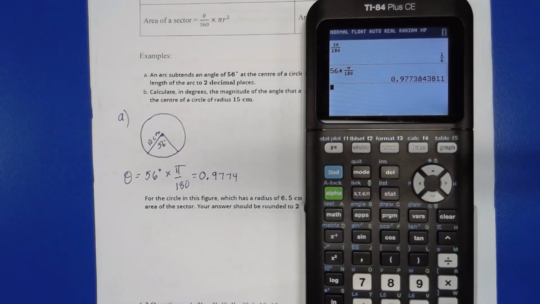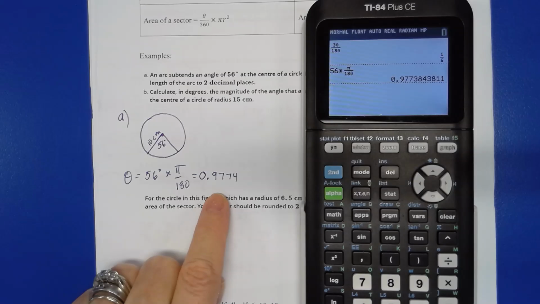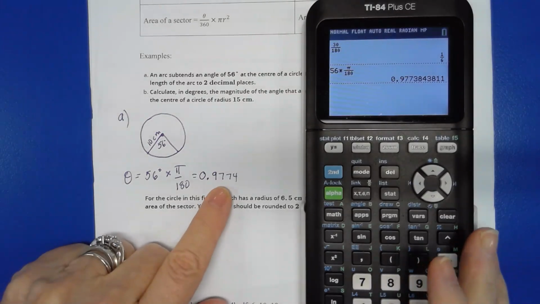Does it make sense that it's 0.9774? 56 degrees is less than 60 degrees, so it's less than 1 radian. Right? Okay, so it's there. So that's where I am.